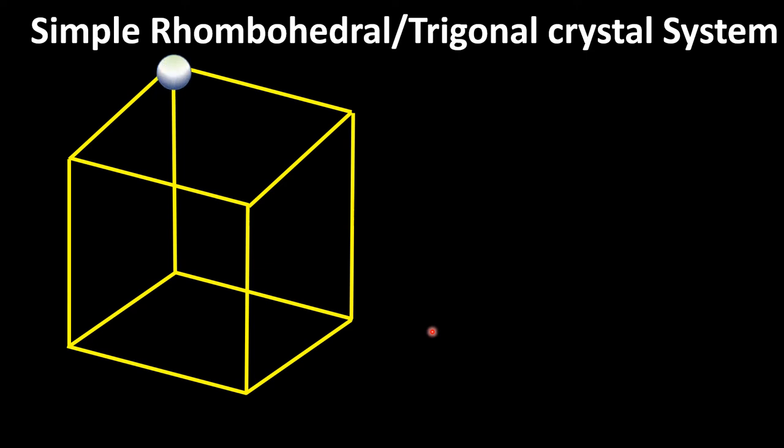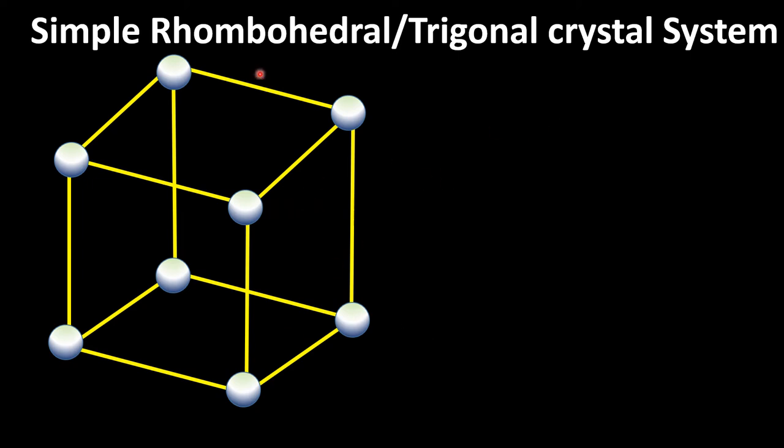Like this atom goes to this lattice point, this atom goes to this one. So in this way we bring the atom to each lattice point. So there are 8 atoms at each corner of this rhombohedral or trigonal crystal system. Now this is called the rhombohedral crystal system, which is a combination of lattice and atom.